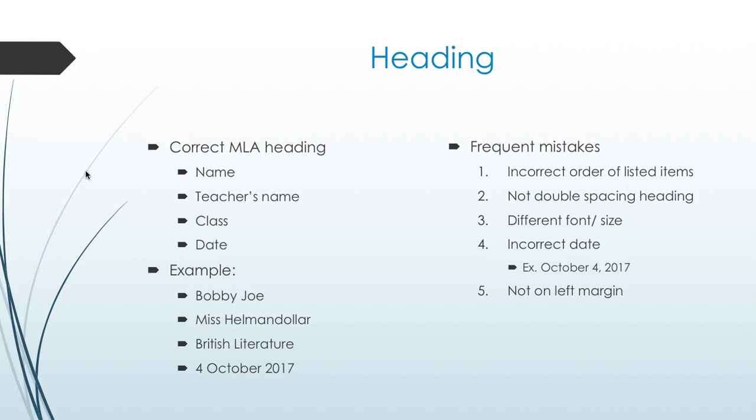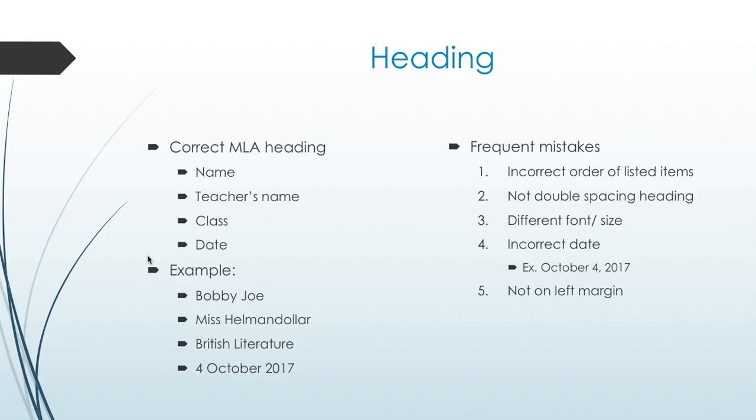The heading. A correct MLA formatted heading looks like this, with the name of the student, then the teacher's name, then the class, and then the date. An example is down here. If I was Bobby Joe and I was writing my research paper, my name is Bobby Joe, which goes first. Then under is the teacher's name, Miss Helmandollar. Under that is the class, British literature, and then the date.